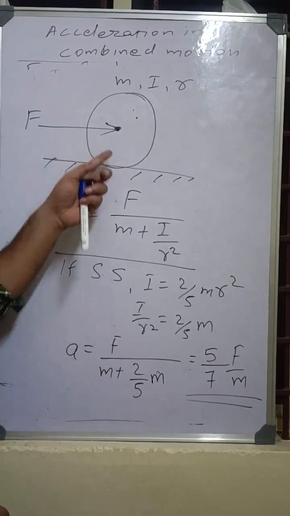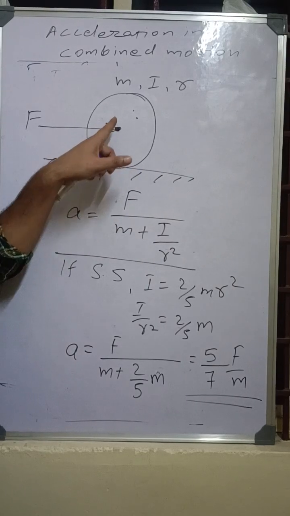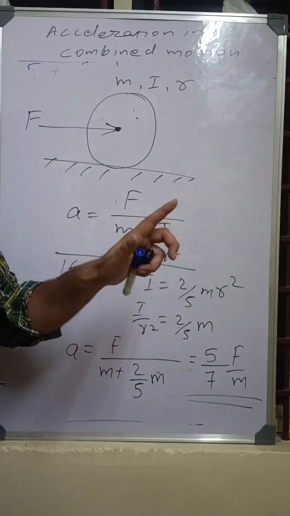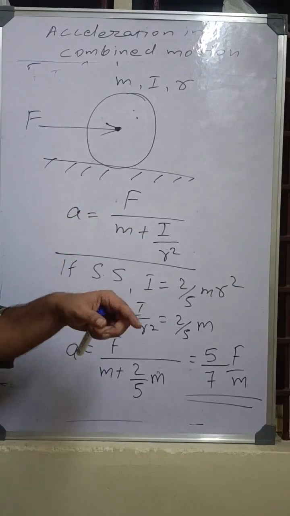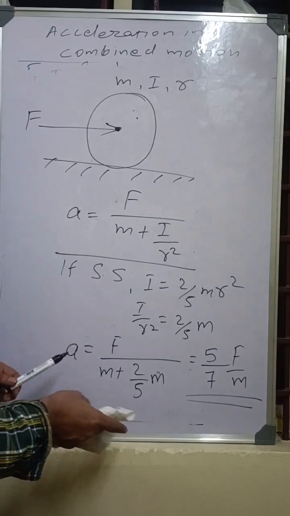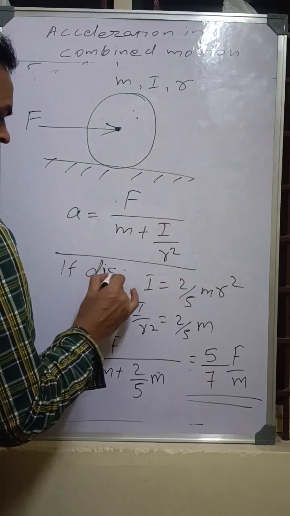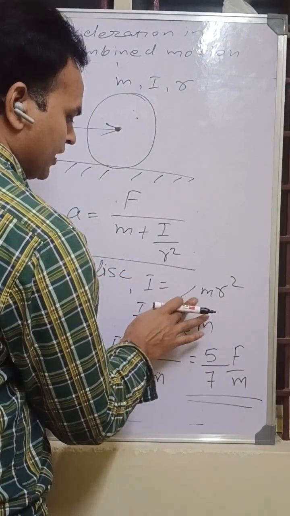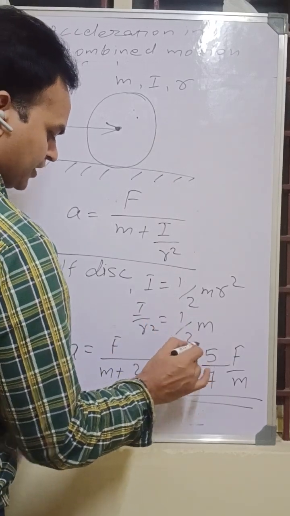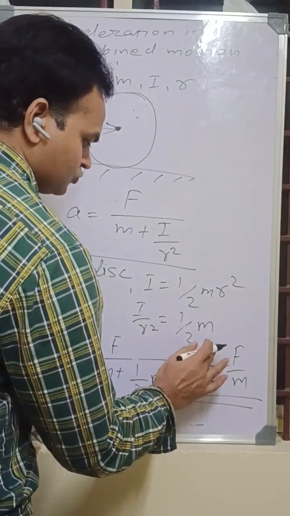Using the same concept. And remember, this works when the force is acting at the center only. If the force is acting at some other point, the result will not come in this way. For that we have to derive another formula, I'll show you in another video. And if it is not a solid sphere but a disc, then I equals 1 by 2 mr squared, so I by r squared equals 1 by 2 m. You put this value, and the result will be 2 by 3 F by m.